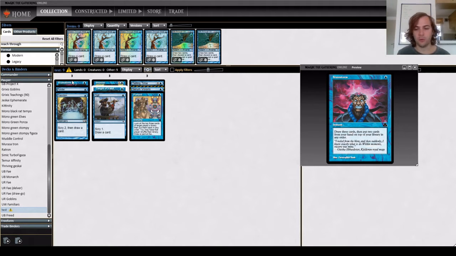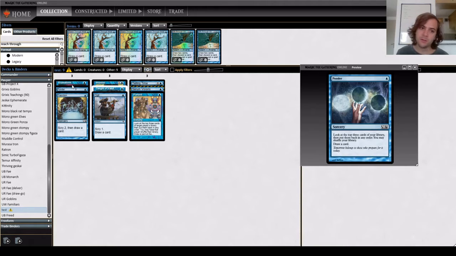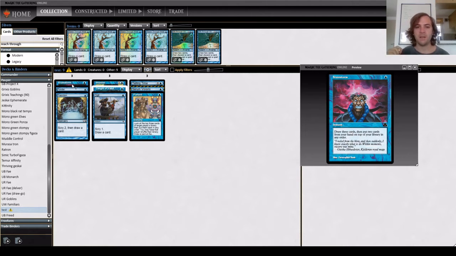And here you normally see Preordain and Ponder used first before the first Brainstorm, but some decks maybe change it around.